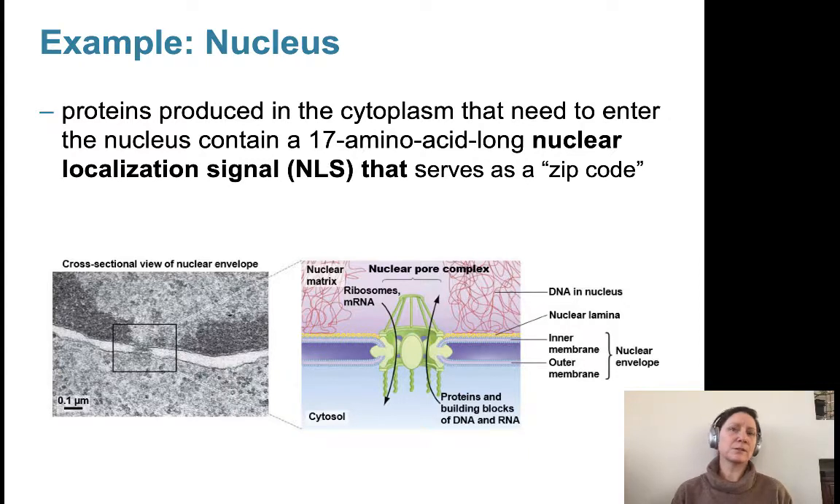So proteins that are produced in the cytoplasm need to enter the nucleus. If they do, they frequently have tags on them that are sometimes referred to as zip codes, but that's a shorthand. And so these zip codes are basically a string of amino acids that serve as a signal. And in the case of things that need to enter the nucleus, they're called the nuclear localization signals, so NLSs.